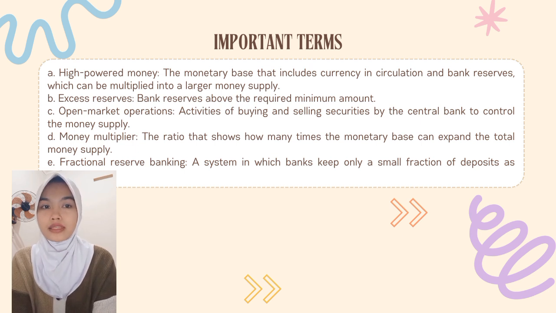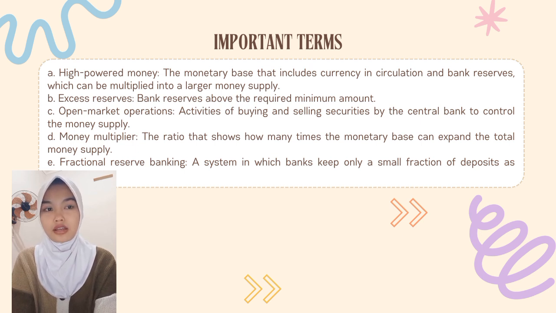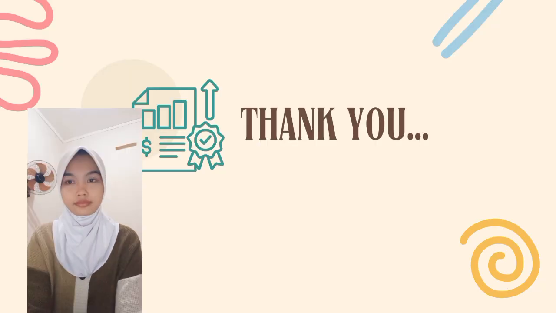And D. Money multiplier. The ratio that shows how many times the monetary base can expand the total money supply. And E. Fractional reserve banking is a system in which banks keep only a small fraction of deposits as reserve.